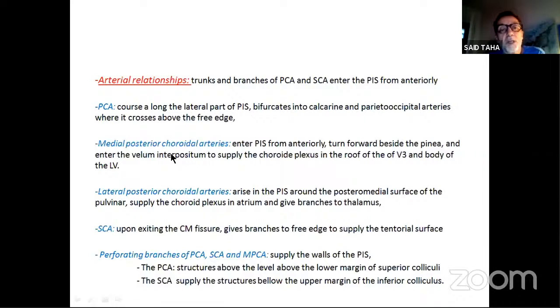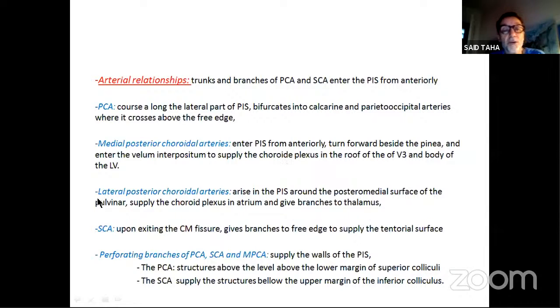The medial posterior choroidal arteries enter the posterior incisural space from anteriorly, turn forward beside the pineal, and enter the velum interpositum to supply the choroid plexus and the roof of the third ventricle and the body of the lateral ventricle.